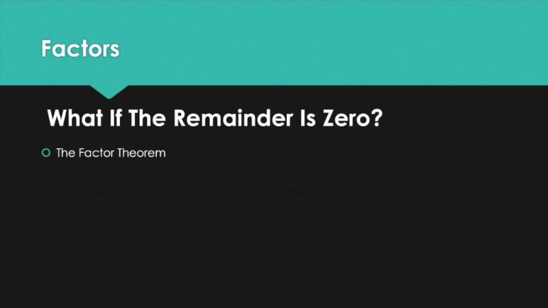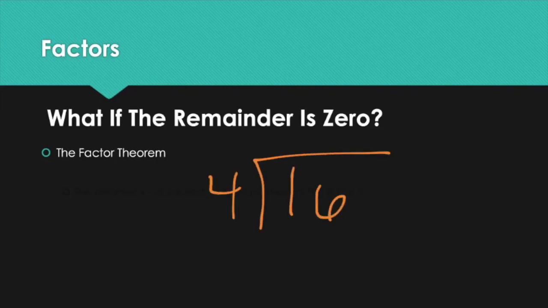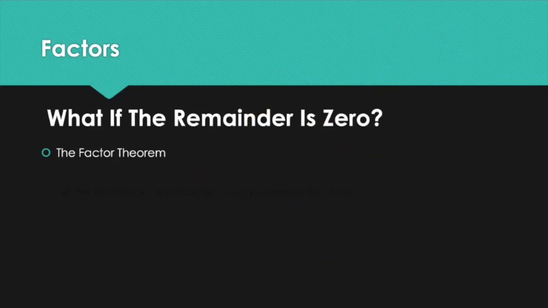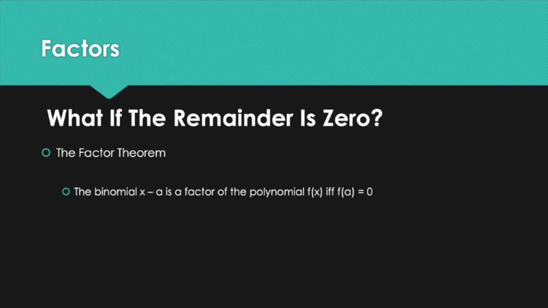All right, a moment ago, we got a 0 as a remainder. What does that mean? That means that we have a factor. Let's talk about what that means. If you had 16 and you divided it by 4, 4 times 4 is 16, and I got a 0 for a remainder. That meant that 4 was a factor. So whenever you get a 0 for a remainder, it means it's a factor. And the factor theorem says that a binomial, x minus a, is a factor of a polynomial if you get a 0 for a remainder.